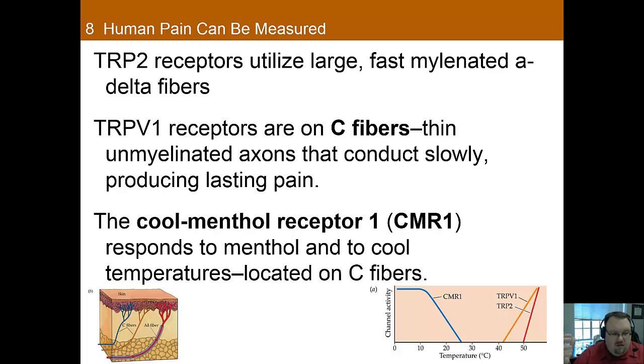There are actually also cool menthol receptor 1, CMR1 receptors, which respond to menthol and to cool temperatures, and these are also located on C fibers. So, you may be familiar with Icy Hot, for instance, or things of that nature where you put them on and it makes the skin feel cool for part of the time. Part of how that's done is using this receptor, using menthol, because this receptor responds both to cool temperatures and to menthol, so you're going to have that cool sensation whenever this receptor detects menthol.